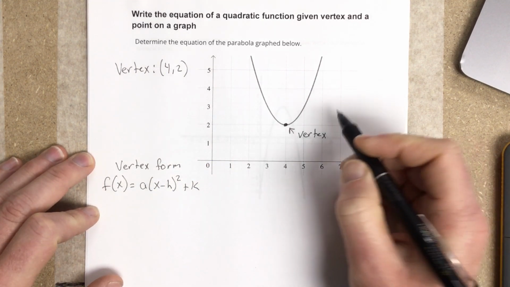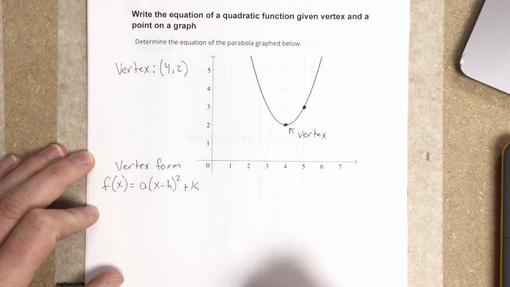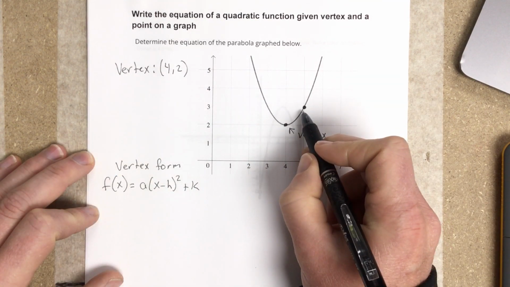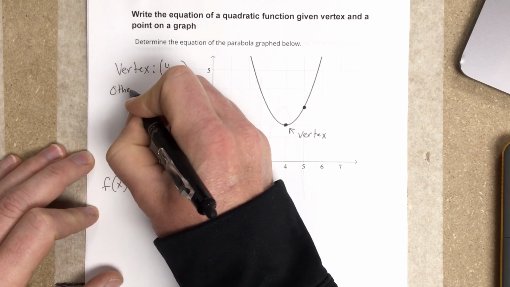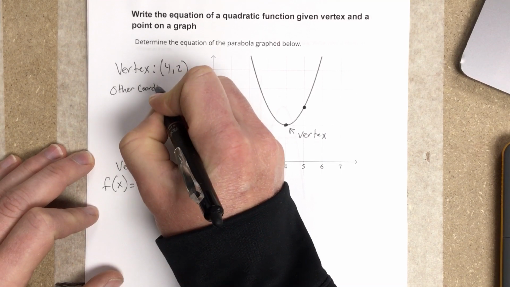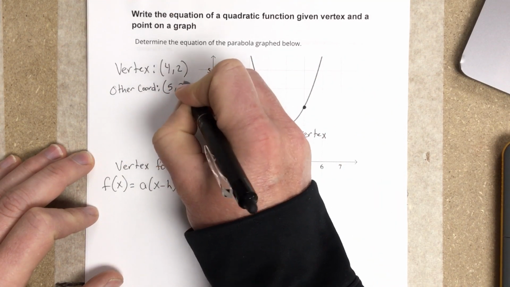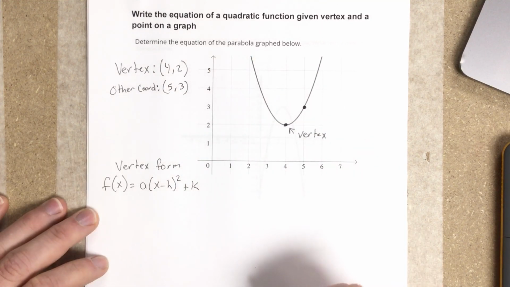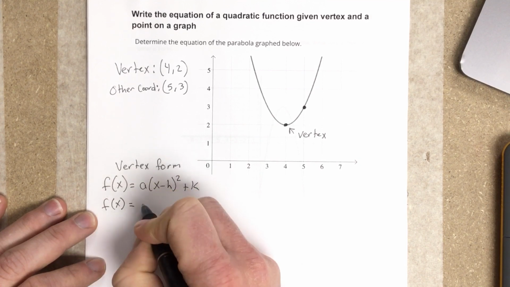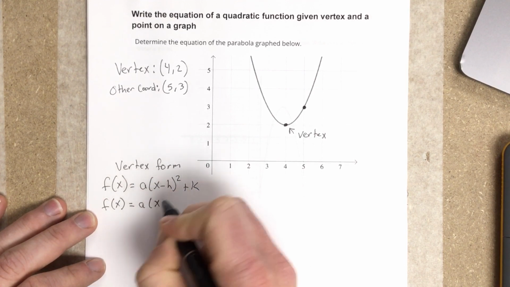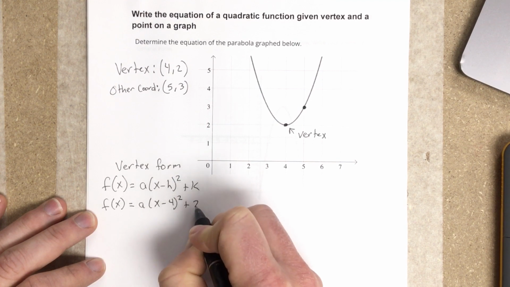We need another coordinate, so let's find another coordinate. That coordinate there will work. And that is not the y-intercept, so I'm just going to say that the other coordinate is going to be 5, 3. Let's go ahead and plug in the vertex. So we have f of x is equal to a times (x minus 4) squared plus 2.